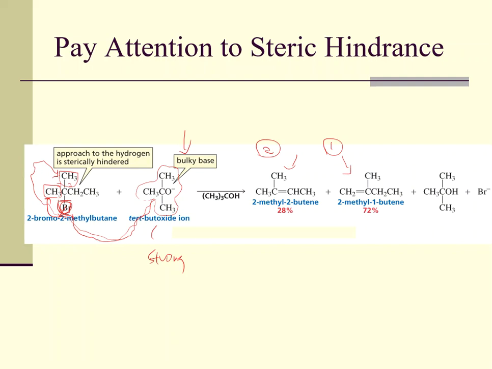There you go. Notice this is the major product. 72% of the time, that one's going to happen. How do we know 72? You can't calculate that. I'm never going to ask that. But that is the major product. Now let's talk about why that's major.